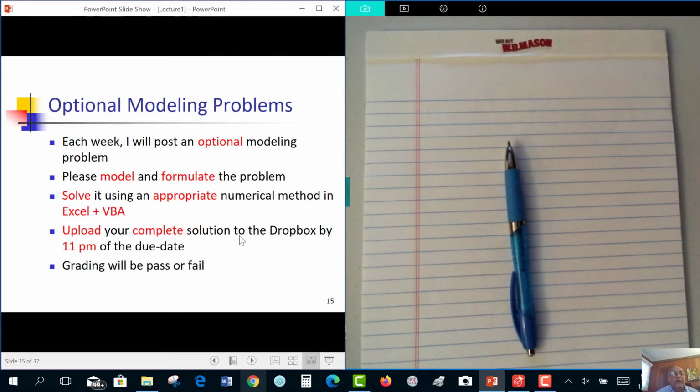Please upload a complete solution to the Dropbox by 11 p.m. of the lab due date. This would be graded by me. Grading would be pass or fail. You really want to submit a decent problem. You don't want me wasting time unnecessarily because remember, this is optional. But I'll be happy to talk to you if you want to.